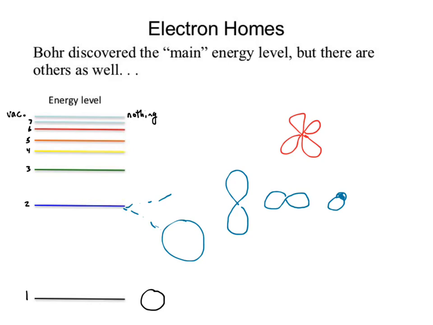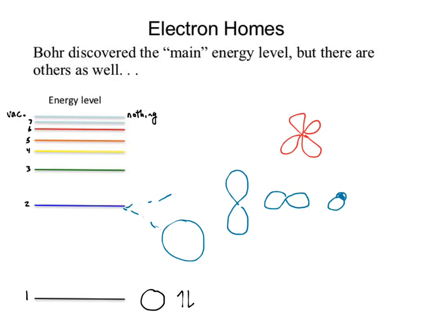Let's start with the first one. I want to now start placing electrons in. How many electrons can fit in the first energy level? 2. I can always fit 2 into a single orbital. Because that first energy level only has the sphere, there are no different orientations. I can only place 2 electrons in.